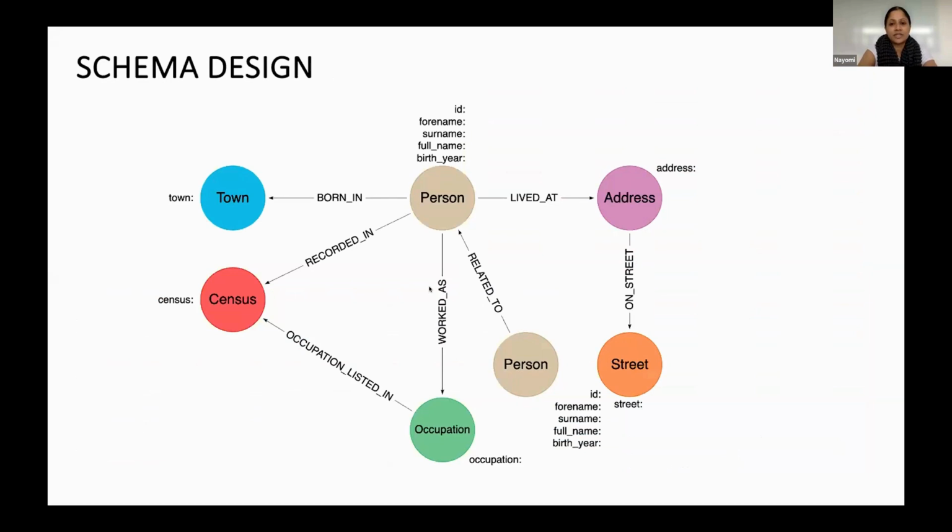The exception to this is the birth year field, which I've assigned as a property on the person node alongside ID, forename, surname, and full name. Again, this is just a modelling decision that I've made. It doesn't have to be modelled this way.